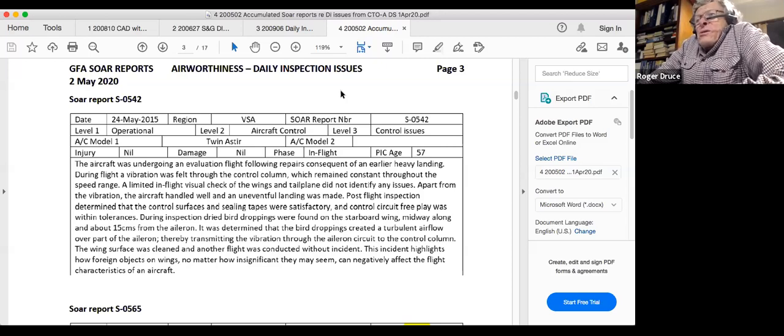VSA Twin Astir, this was a knockout. Vibration was felt in the control column, etc. And they worked it back to bird droppings along the starboard wing, disturbing the airflow about 115 centimetres from the aileron. And when they cleaned away the bird droppings, lo and behold, the nice flying characteristics of the glider returned. So, roll on, Dave.